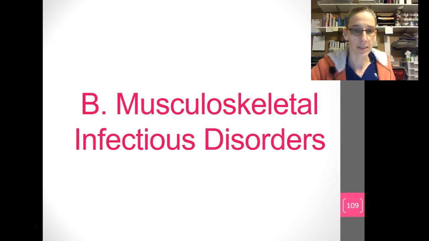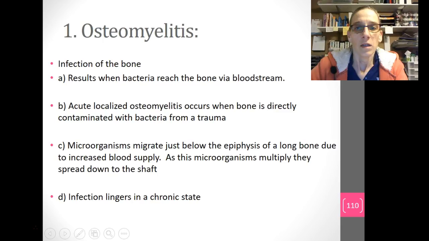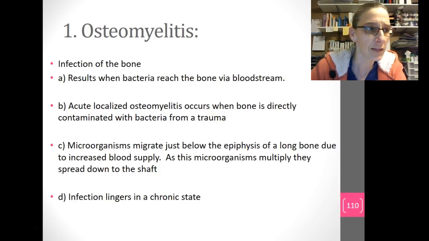Musculoskeletal infectious disorders. Osteomyelitis. I've already talked about this a little bit, but osteomyelitis is infection of the bone. It results when bacteria reach the bone via the bloodstream. Staph aureus causes 70 to 80% of bone infections. Acute localized osteomyelitis occurs when the bone is directly contaminated with bacteria from a trauma or a surgery.